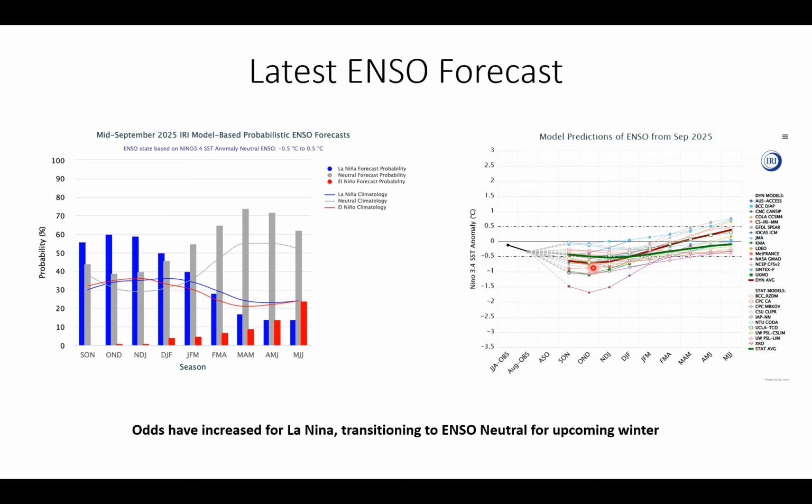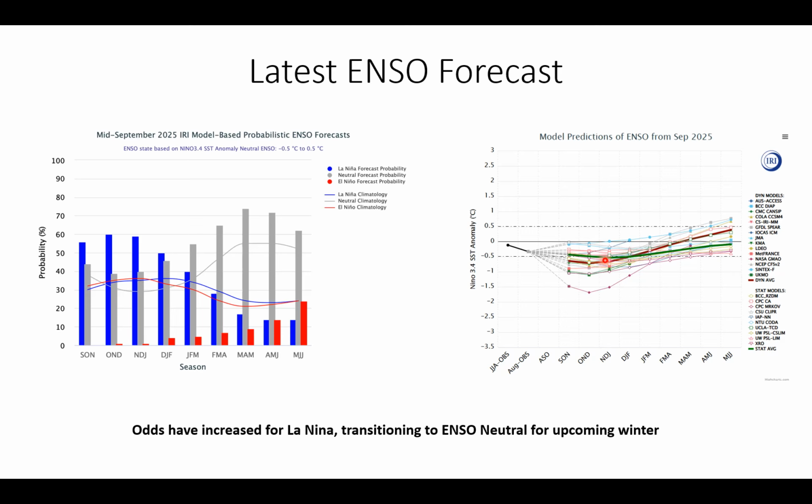And you'll notice this maroonish darker line here represents the dynamical average of all the models. And then the solid green line represents the statistical average of the models. And so in either case, let's just look at this green line. This green solid line represents the average of all the statistical models. And notice we get down to minus 0.5 degrees C, maybe minus 0.6 C, and then back to minus 0.5 C between the months of October and February.